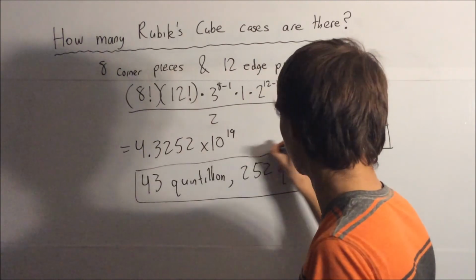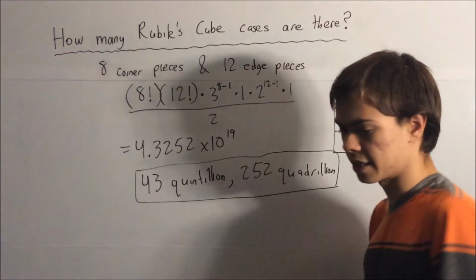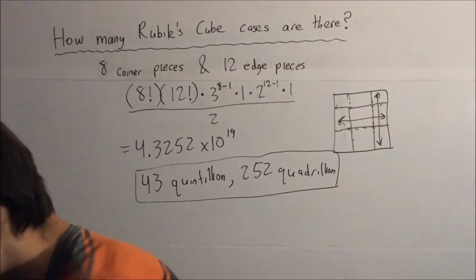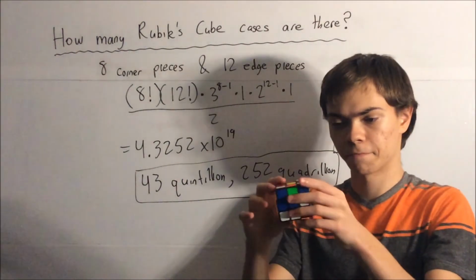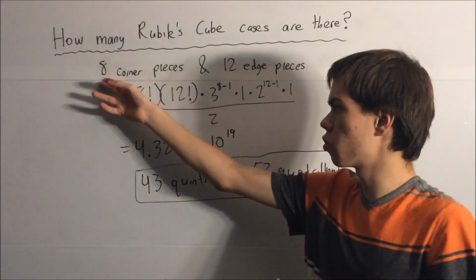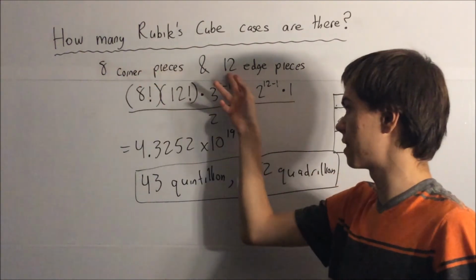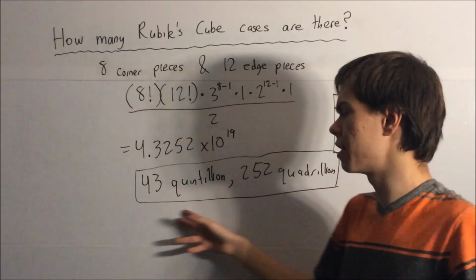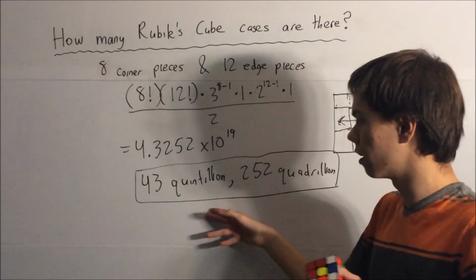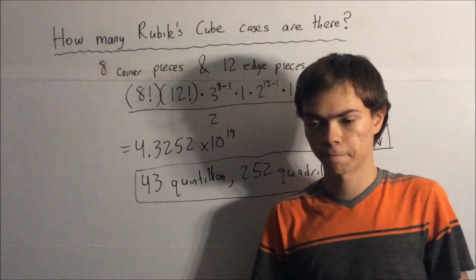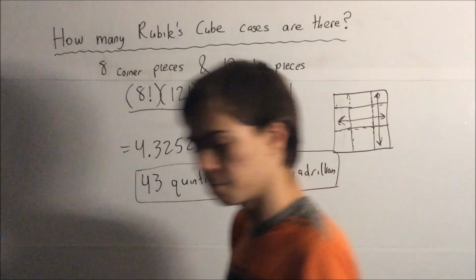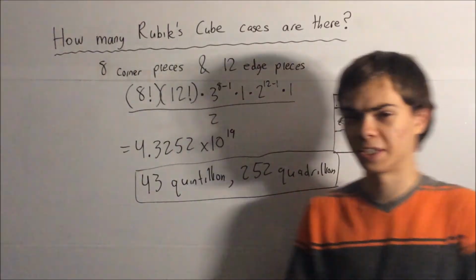Now, here's the thing. This is the last thing I'm going to go over. Why is that number so big? I mean, we're only concerned with 20 pieces on the Rubik's Cube. How can we get a number like this that's so big? Well, actually, that's a good question. But really, no, but seriously.